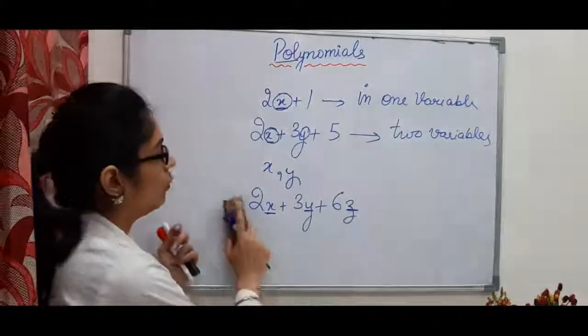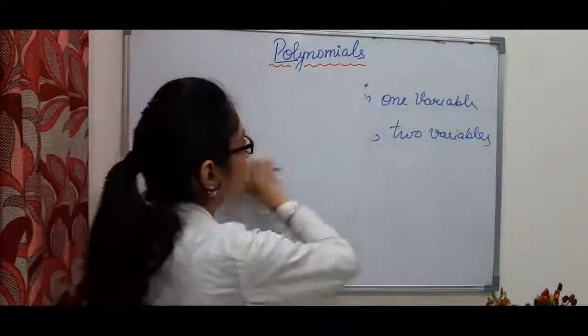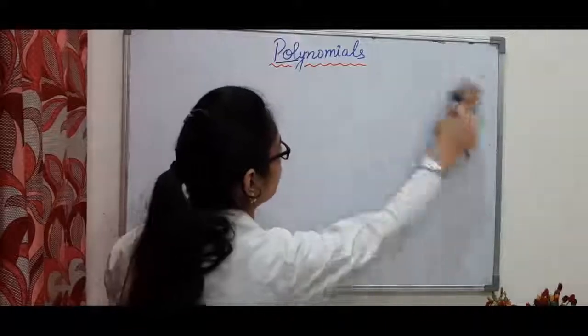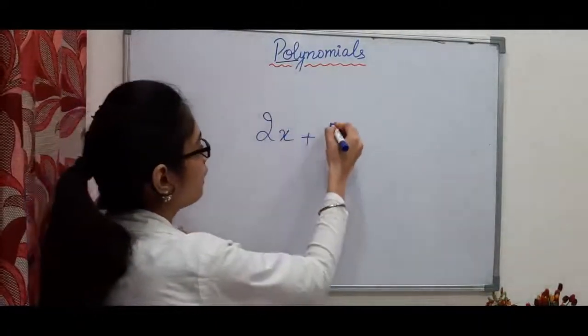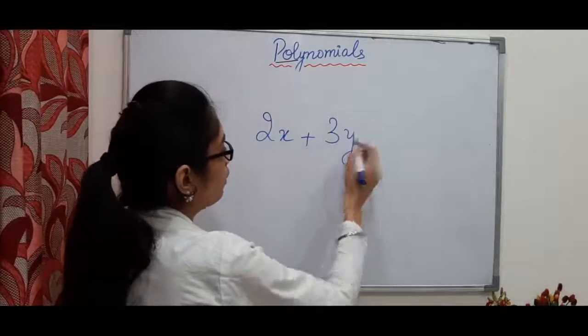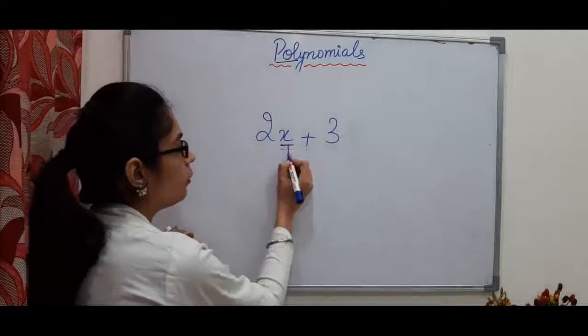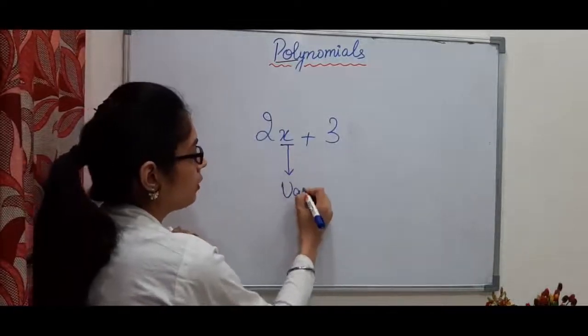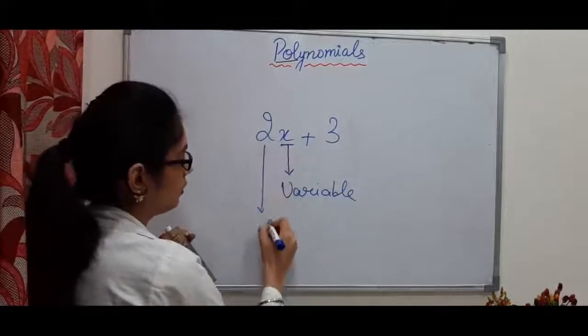And now one thing with this concept I want to explain, because we have already done that 2x plus 3y, 2x plus 3 is a polynomial and this is the variable and this is the constant.